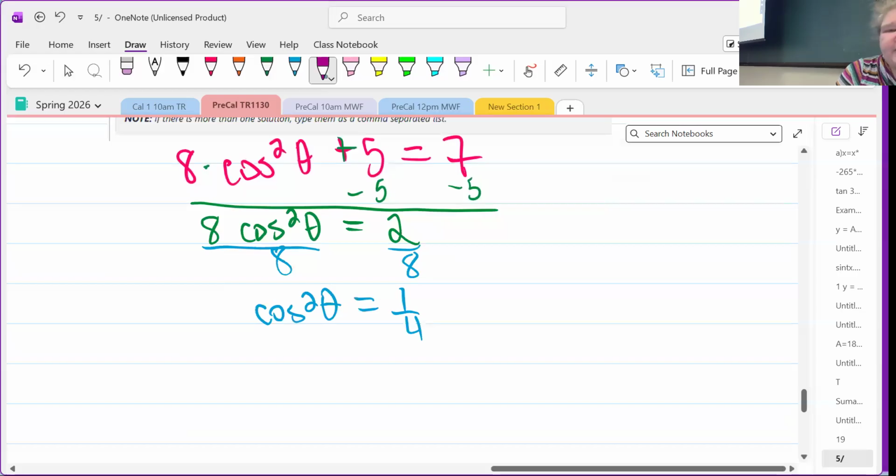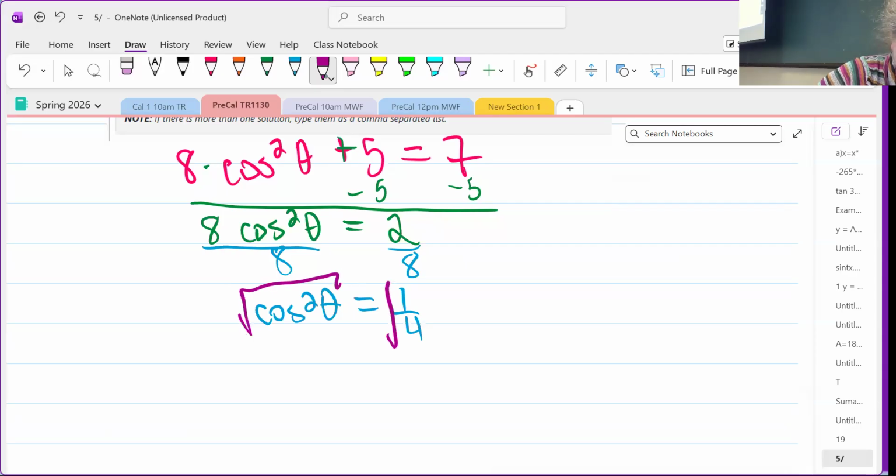Now, how do I get rid of the square? Yep. So we're going to square root both sides, but what else do we have to remember with square roots? Yep, and the plus or minus is what most people missed on exam 3 on this one. So this will now be just cosine theta by itself equals plus or minus the square root of 1/4, which is 1/2.